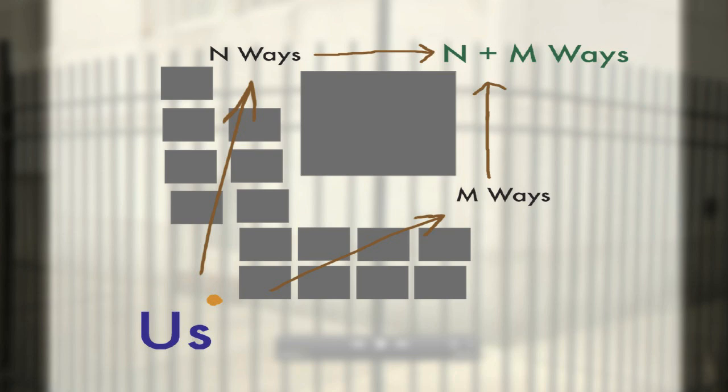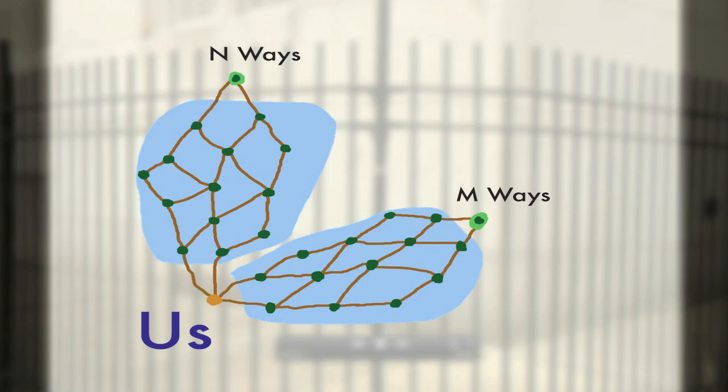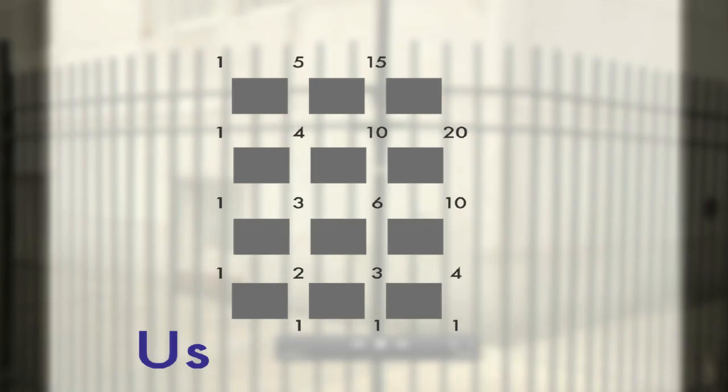Think of each street corner as a node on a graph. In order to reach a new node, you must travel through one of 2 previous nodes, and that's why the total number of paths to that new node is the sum of the paths to each of the preceding 2 nodes. Aha! So for instance, because there are 15 ways to go 4 blocks north and 2 blocks east of here, and there are 20 ways to go 3 blocks north and 3 blocks east of here, then that means there are 15 plus 20 equals 35 ways to go 4 blocks north and 3 blocks east of here.